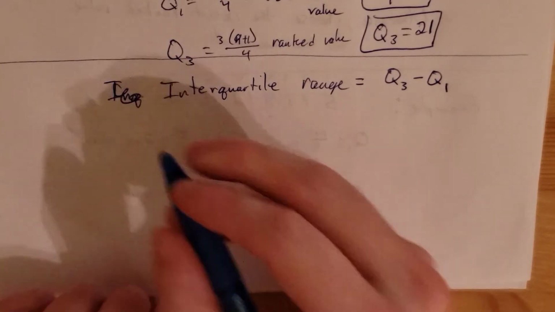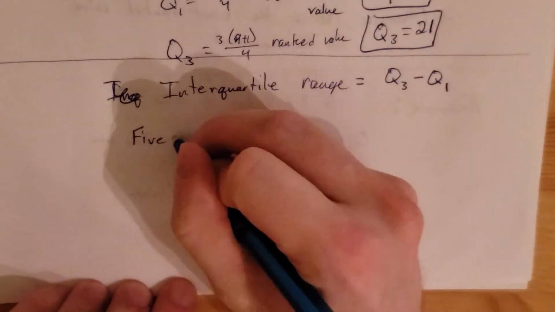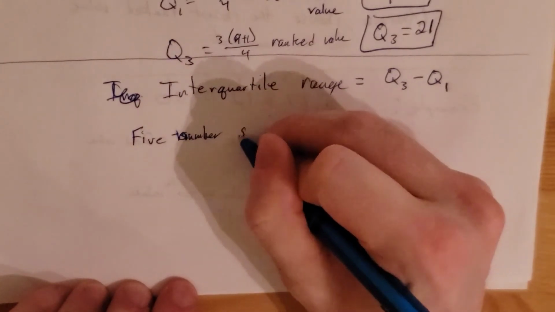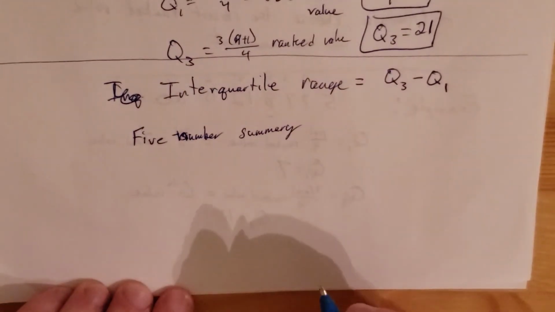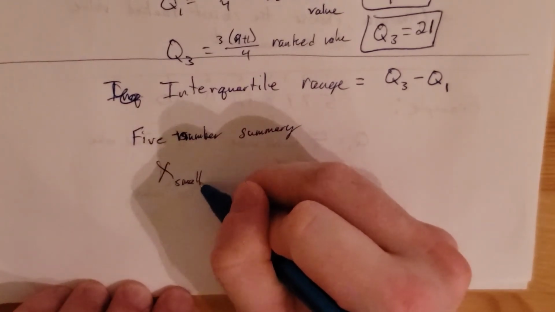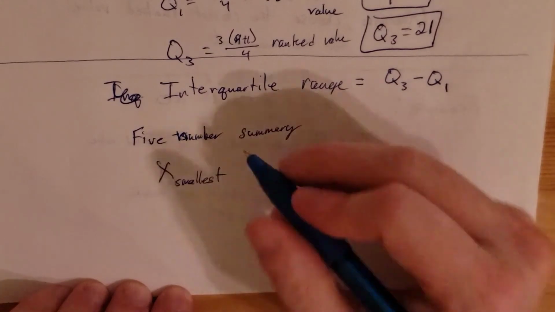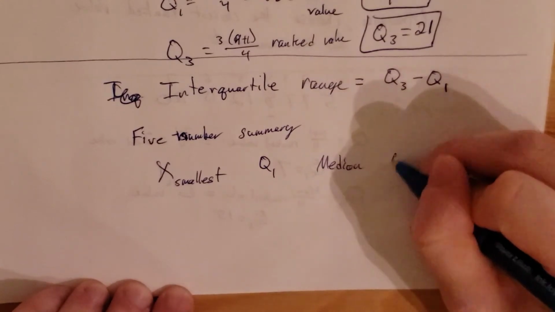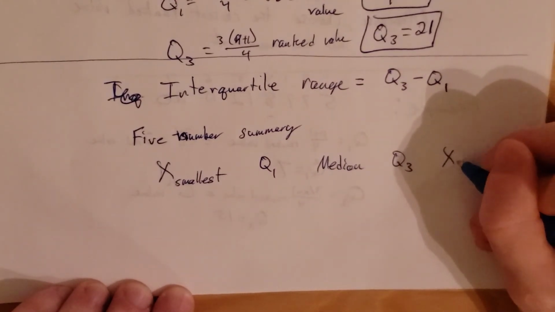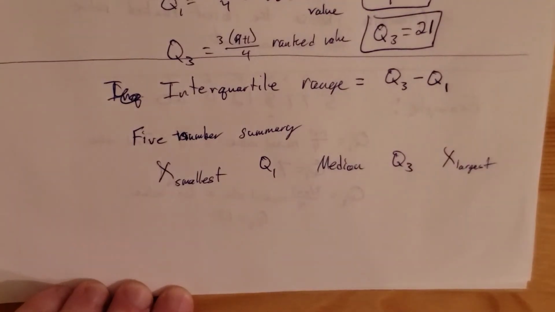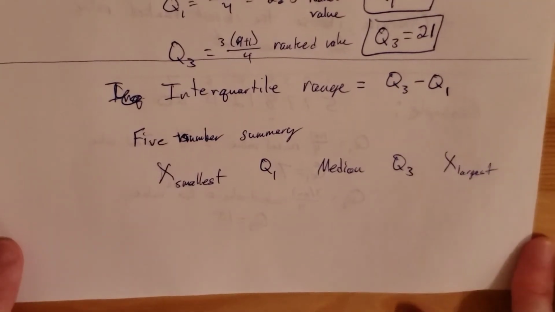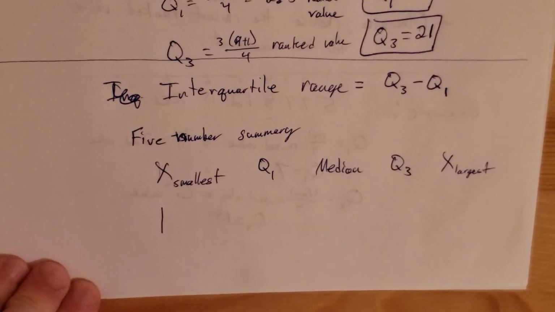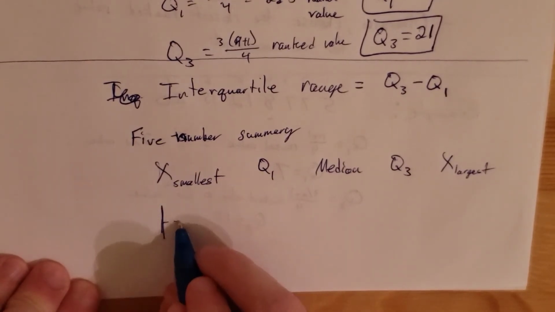All right. Then in a similar statement, we have something called the 5-number summary that uses the x smallest, so the smallest value in our data set. The second number is Q1, the third number is the median, the fourth number is Q3, and of course the fifth number is the largest value in our data set. And if you put all of this together, this actually gives us a type of plot called a box plot.